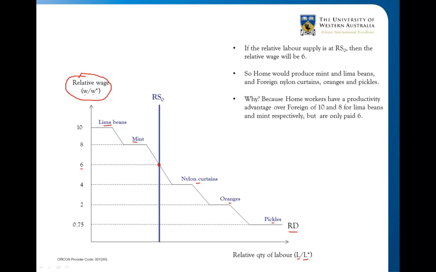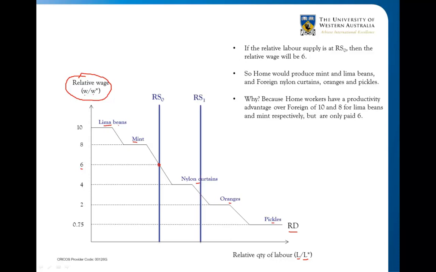So why is the home country producing the lima beans and the mint? Well, because the home workers have a productivity advantage over the foreign workers, remember, 10, was that 20 on 2, and 8 for lima beans and mint respectively, but are paid 6.